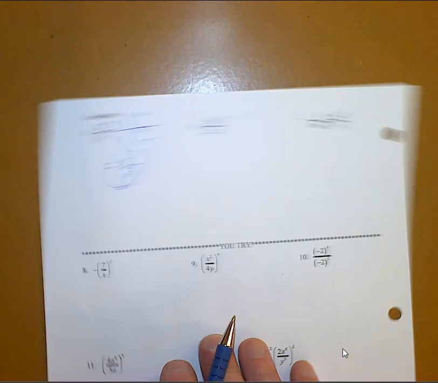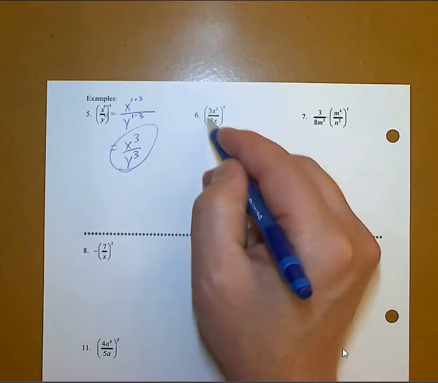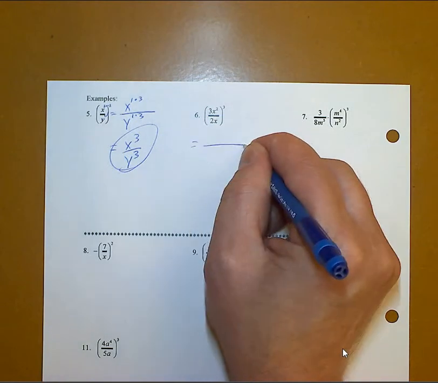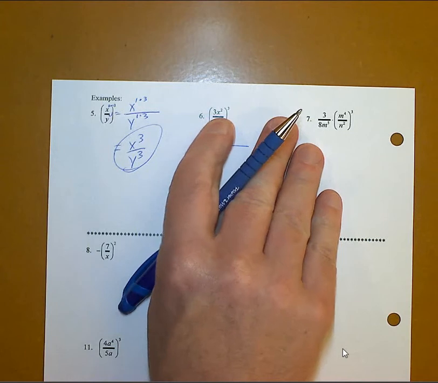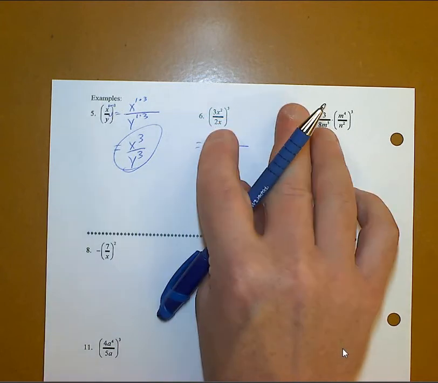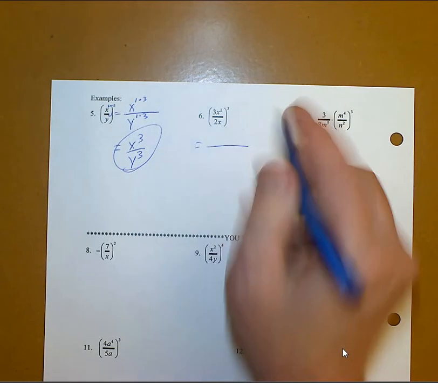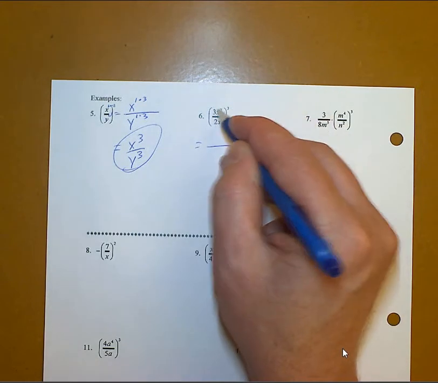Okay? Now we got a little bit more going on. So maybe I want to break it up a little bit different. I'm going to look at the top first. 3x squared over 2x, but it's all to the third power. So this 3 has to go to everything inside. It has to go to the 3, the x squared, the 2, and the x.